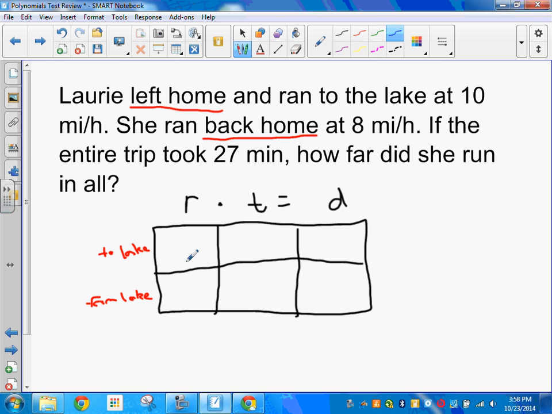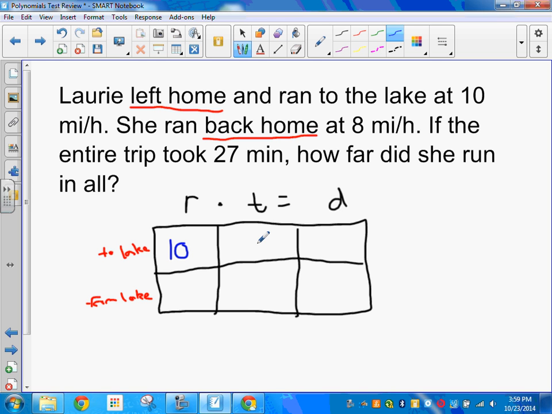Now that I have this, I'm going to fill these in, and this is a part that some of you are getting stuck on, but don't let it fool you. It's not so bad. When I read this first sentence, it says that Lori ran to the lake at 10 miles per hour. What is miles per hour? Well, that's a rate. I'm talking about how far she went over some sort of time or interval. So that's a rate. We put that right there. Just 10. No need to include the units. And that's all we do.